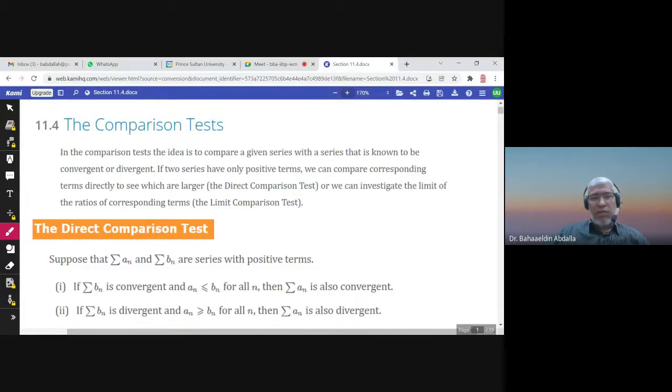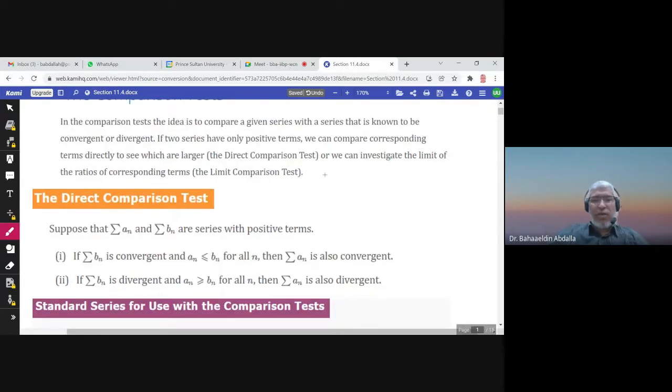This is section 11.4 and it's about comparison tests. And I will talk here about one of the comparison tests, which is the direct comparison test. The direct comparison test says that if we have two series, summation an, summation bn, and these two series have positive terms, so all the terms a1, a2 up to infinity and b1, b2, b3, all of them are positive.